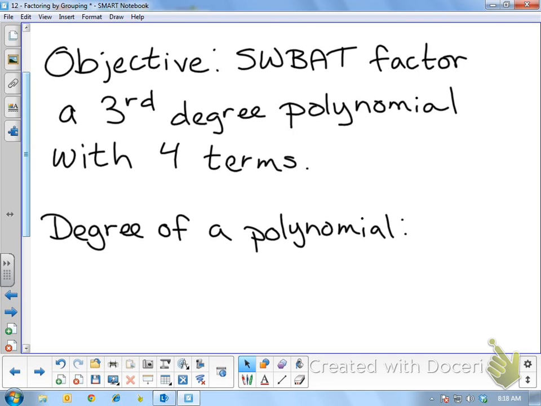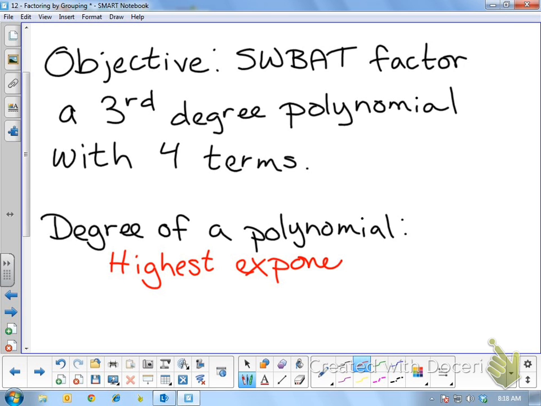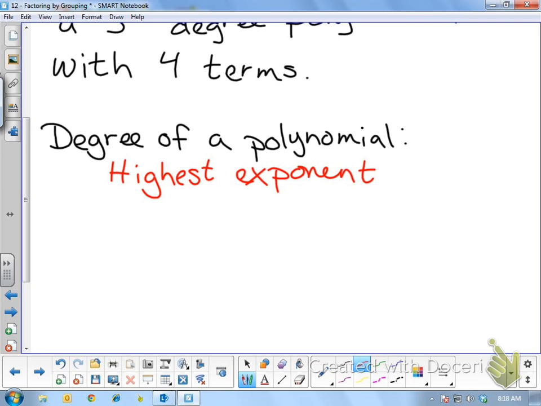So, what do we mean by the degree of a polynomial? When we talk about a polynomial, the degree of the polynomial is just the highest exponent. It's one of the ways we classify a polynomial, by saying it's a third degree or a fourth degree or whatever. So if I have 3x to the 5th minus 12x to the 4th plus 2x squared minus 8.